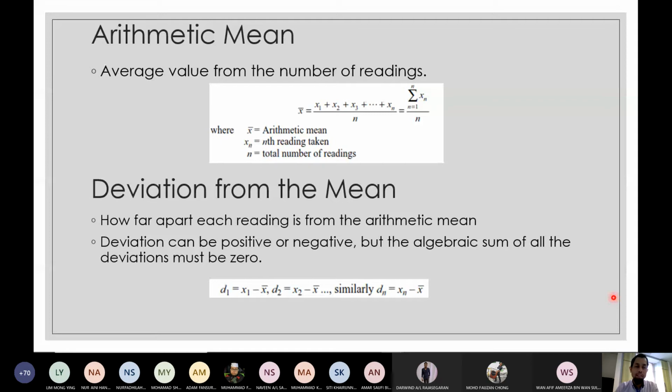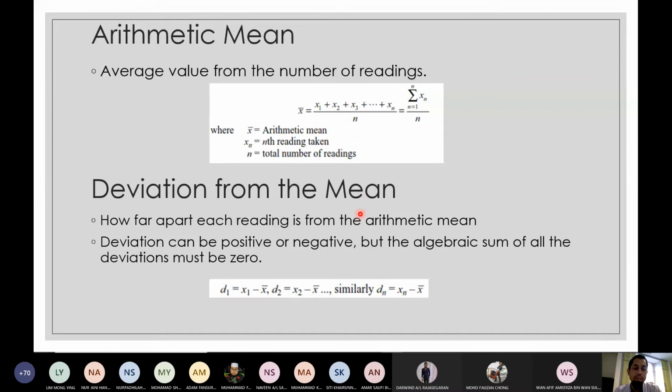Okay, arithmetic mean. Purata, simple lah, straightforward. You get a total of the readings and you divide by the number of readings, which is given here. Okay, this is the arithmetic mean. This is the basic statistical value that we usually want to determine from our data set.